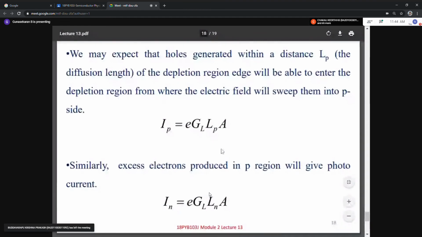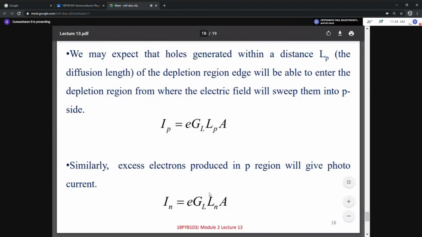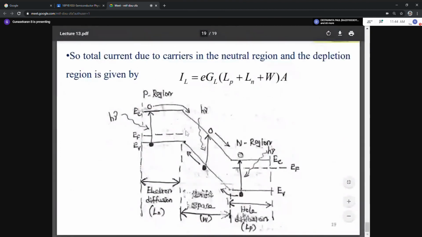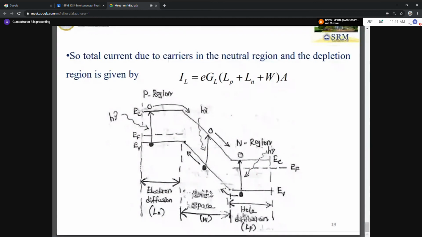So when the excess charge carriers, electrons and holes, are generated, how much amount of current will be produced is also given here, and what the total current is also mentioned here. The IL is equal to, I go to take EGL common outside, and write LP plus LN plus W. They mentioned here, see here, the electron diffusion LN, and the width of the region, see here W, and this is hole diffusion LP. You go to add all these things, LP plus LN plus W. Okay.